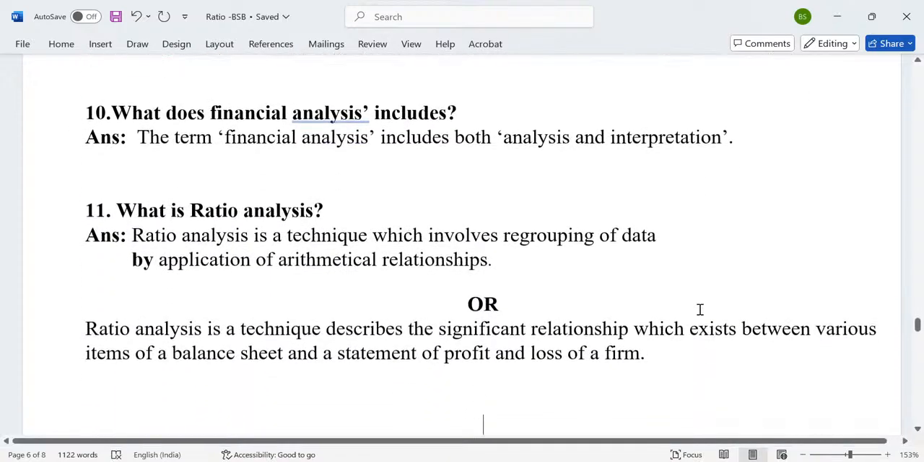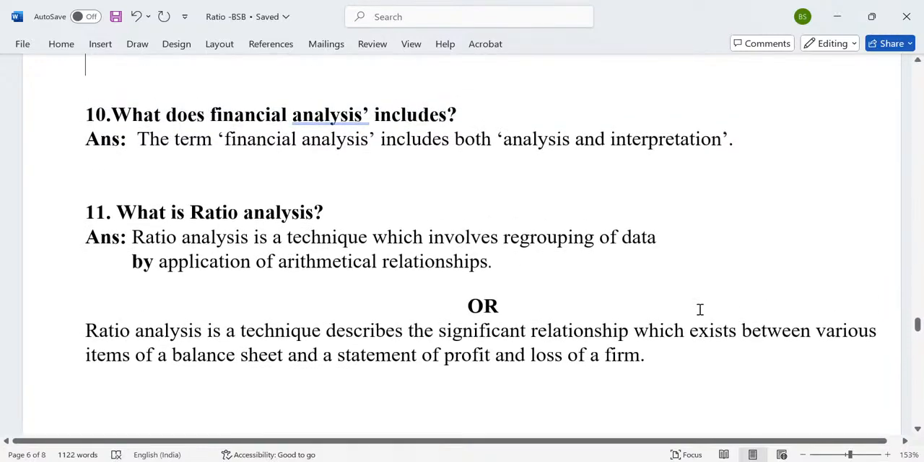Question number 10. What does financial analysis include?